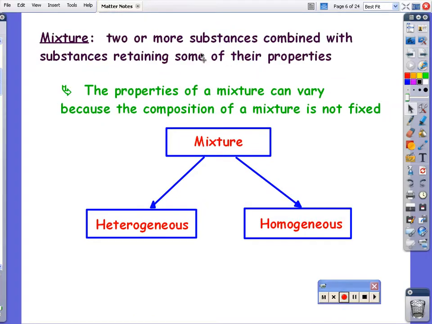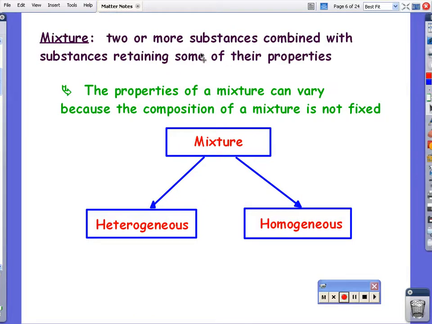Moving on to mixtures, you have two different types of mixtures. A mixture is two or more substances combined with the substances retaining some of their original properties. Two different types of mixtures: heterogeneous and homogeneous.